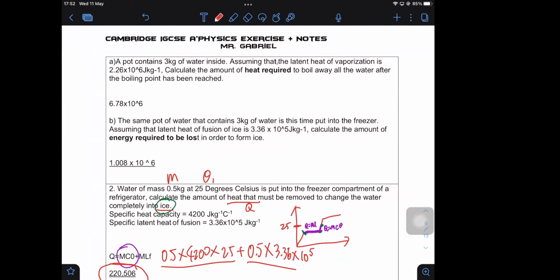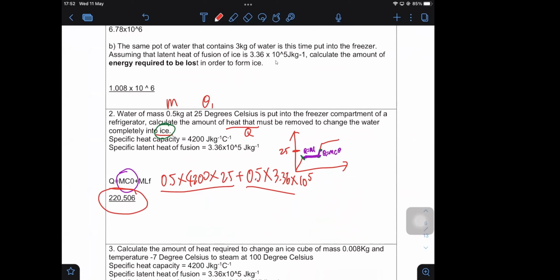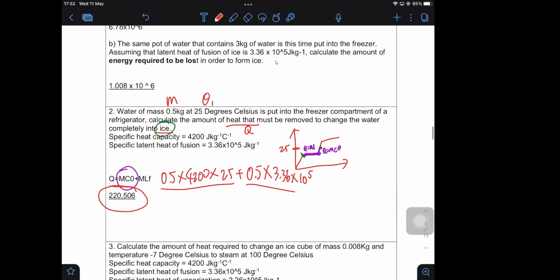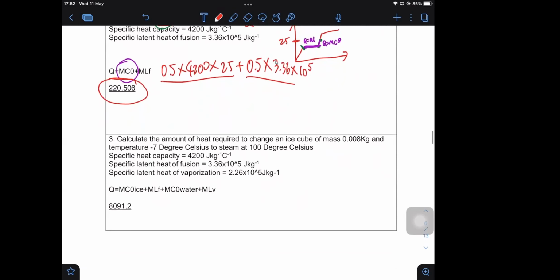And then the third one, which is actually the second question, the one I did, you're supposed to get 221,000, guys. Always remember your answer should be in 3 significant figures, regardless of whatever raw answer you found. And the third question here is supposed to be 8,090 joules, which is again correct to 3 significant figures.